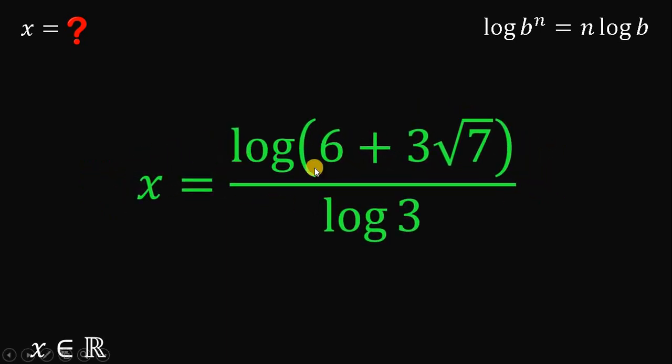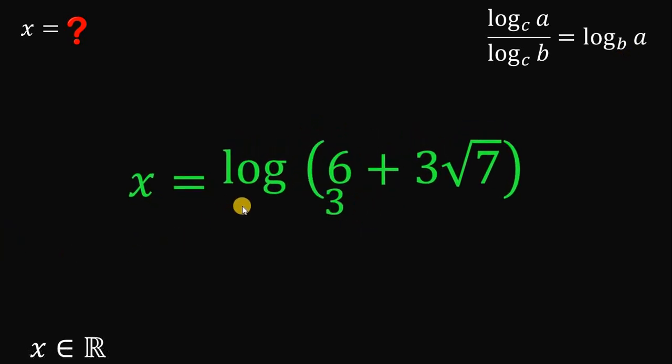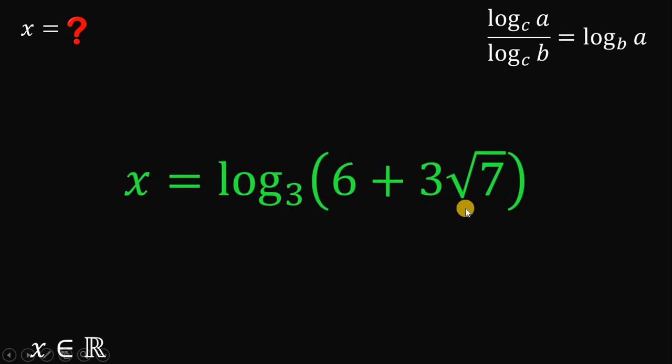And then, let's simplify more the right-hand side. Let's use again some laws of logarithm. If we have logarithm of a to the base of c over logarithm of b to the base of c, we have the same base. In this case, we have the same base of 10. It is equivalent to logarithm of a to the base of b. Therefore, x is equivalent to logarithm of 6 plus 3 times square root of 7 to the base of 3.